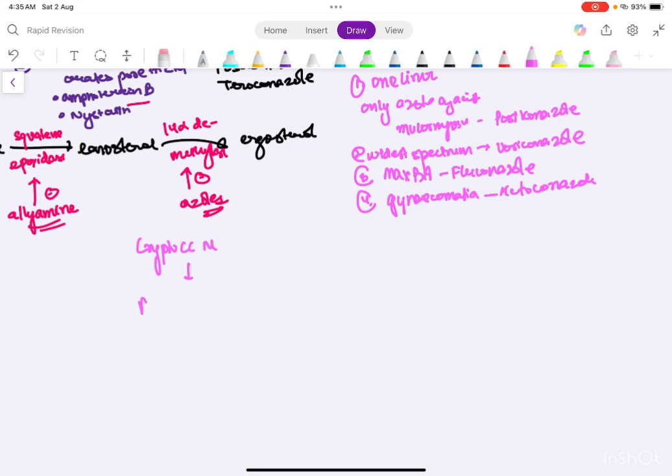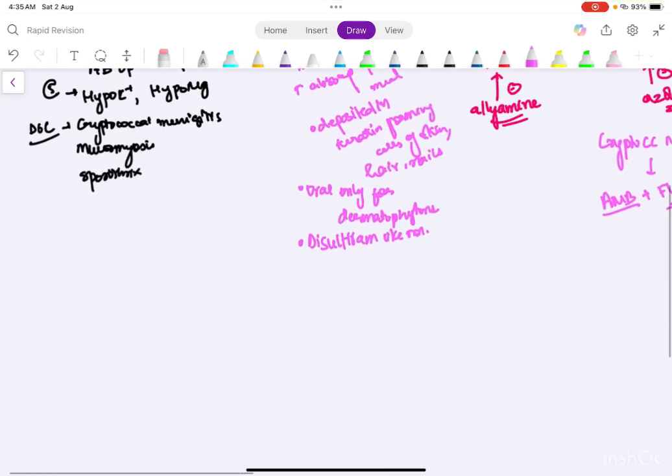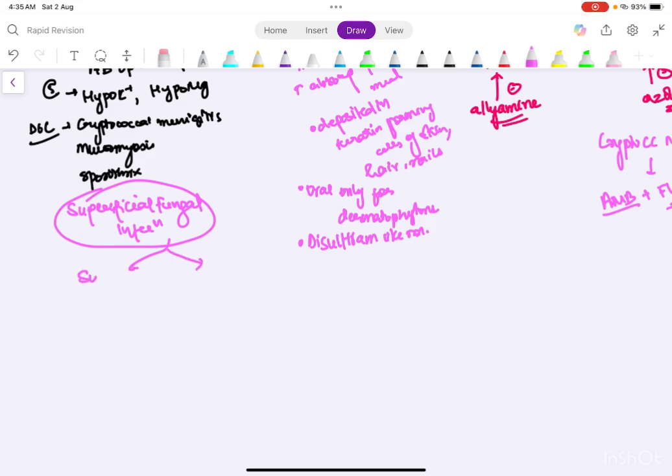Okay, now they ask a question about cryptococcal meningitis. So first of all, we induce the treatment with amphotericin B and flucytosine, and then for maintenance we use fluconazole. Okay, then there is this question about superficial fungal infection. So in superficial fungal infection, you can either give systemic or you can give topical.